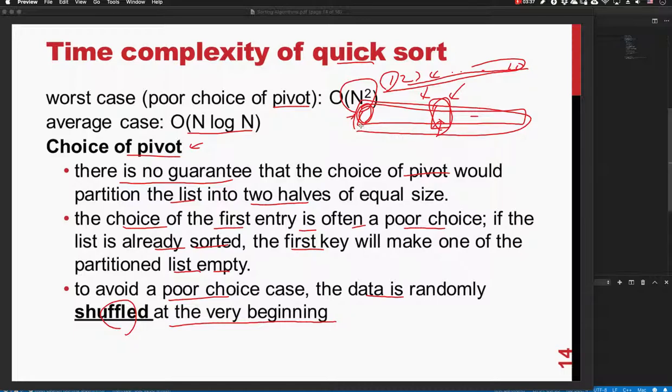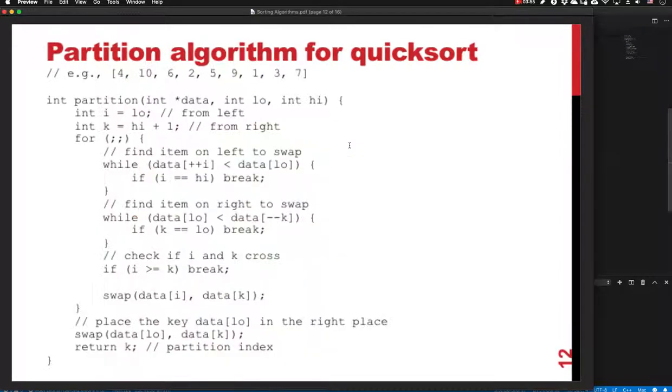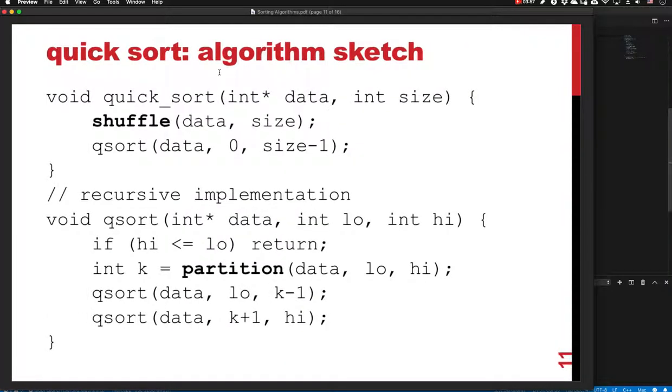So choosing the first one as a pivot is not guaranteed to be in the middle, but it will not be a very extreme case though. So shuffling at the very beginning of a quicksort algorithm is quite important. If I go back to the algorithm sketch, in the quicksort algorithm, before you apply the recursive design, do shuffle and then implement a quicksort.